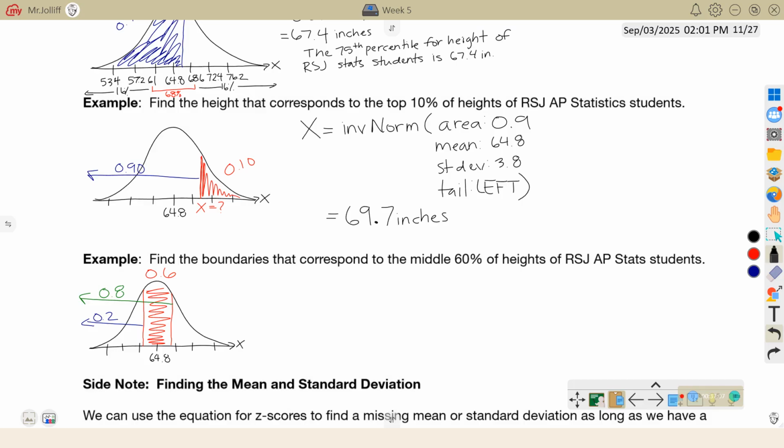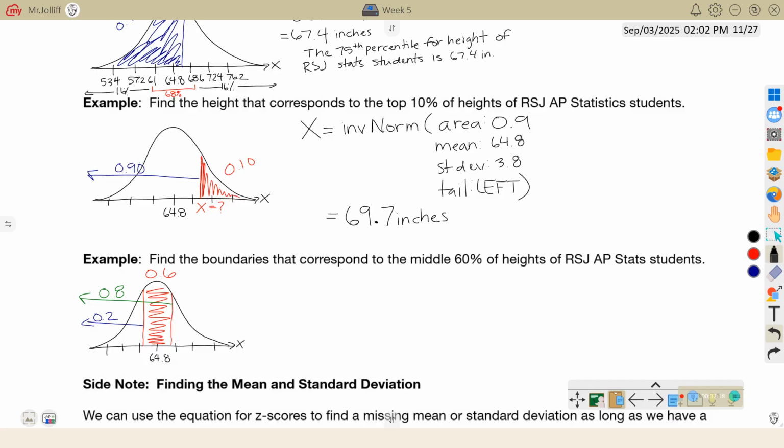This is going to involve two different function calls. Once for the lower boundary that has 20% to the left, and then once again for the upper boundary that has 80% to the left. You will get two different numbers, and you should. I have a number that's a little bit less than the mean on the left. I have a number that's a little bit bigger than the mean on the right. I should get two different boundary values.